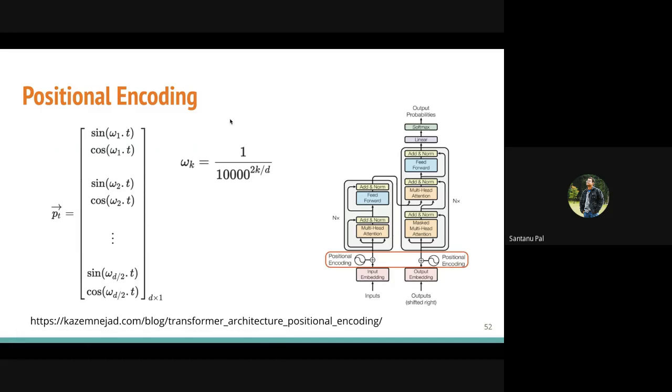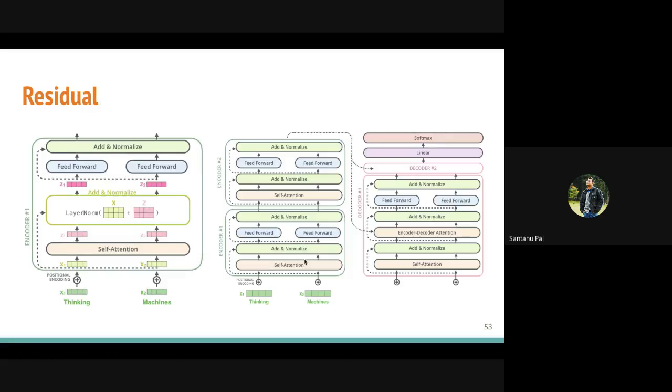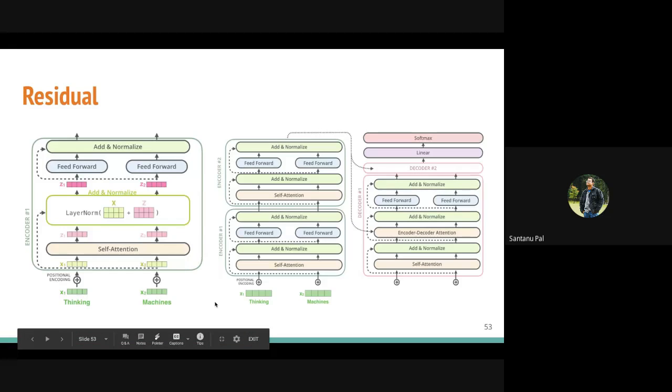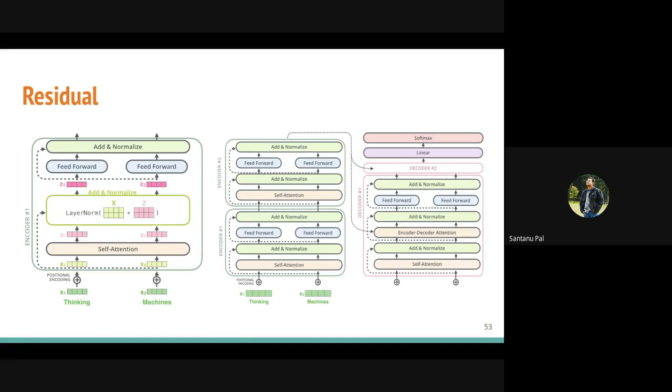And it is calculated with a function. I would not go into much detail on this. There is some function which can calculate it, like a sine and cosine function with a single dimension. And there could be a possibility, because you have 6 encoder layers and 6 decoder layers.